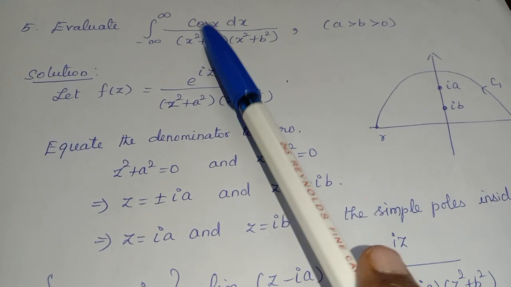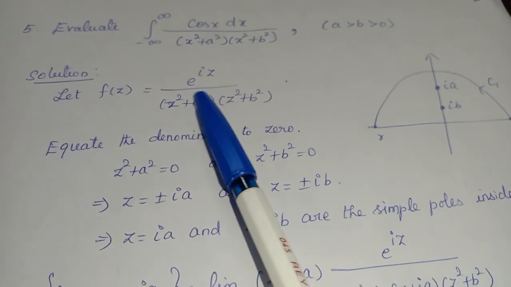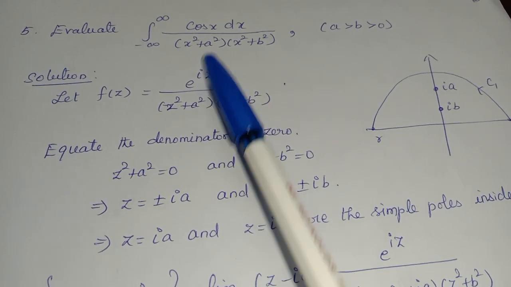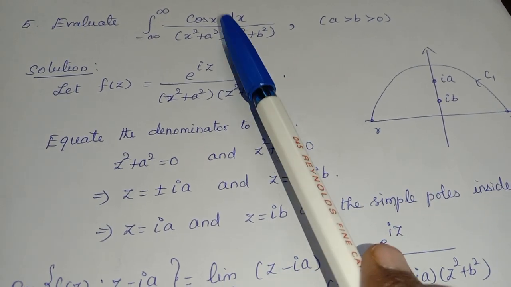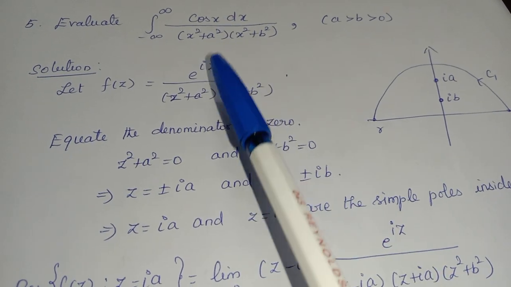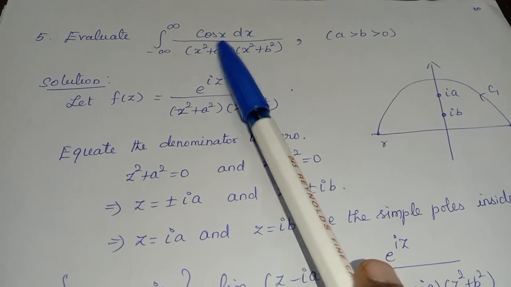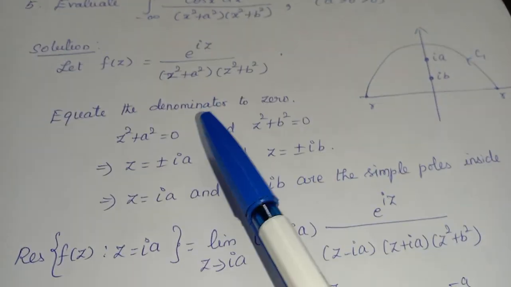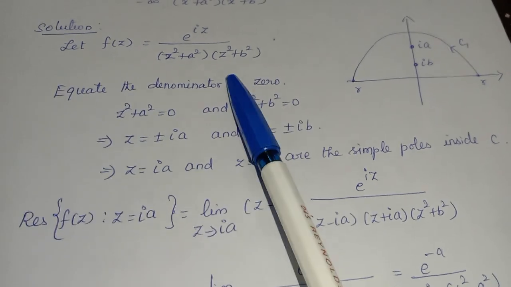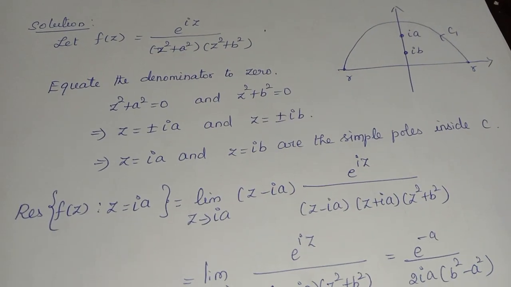So what is the procedure for this one? Whatever cos or sine you have, you replace it as e power iz. If you have cos, it has to be taken as the real part. In the final answer, you have to take only the real part. If it is sine, you take the imaginary part in the final answer. Since I have cos, I take it as e power iz by z square plus a square into z square plus b square, replacing everything in terms of z. The rest of the procedure is the same as type 2 only.